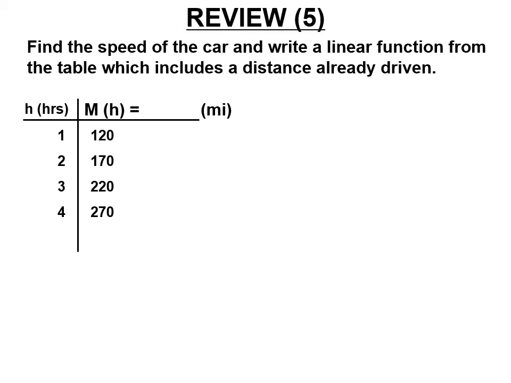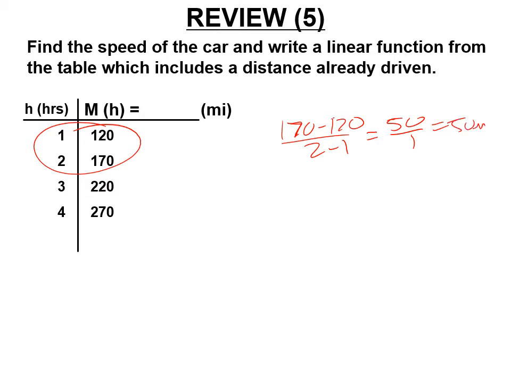All right, so now we're going to do this one. Find the speed of the car. All right, so we're going to find the slope. So 170 minus, that's 7 minus 120 over 2 minus 1. Oh, they're going 50 miles per hour in this car. But we don't have a y-intercept. Now, this one, you could use the pattern to figure out what the y-intercept must be. But let's use our technique.